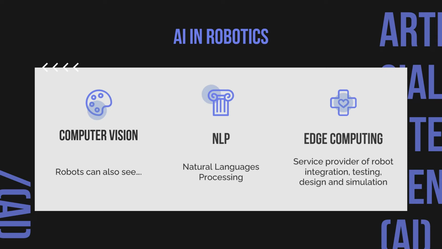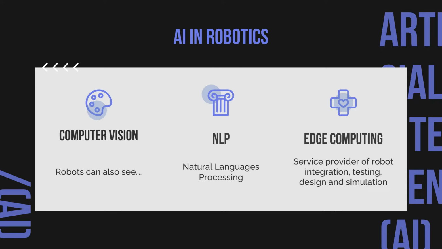The next thing is edge computing. Edge computing in robots is defined as something like a service provider for robots in the fields of integration, testing, design, and simulation. These are some of the places where edge computing is used. Edge computing in robotics provides better data management, lower connectivity costs, better security practices, and a more reliable and uninterrupted connection.